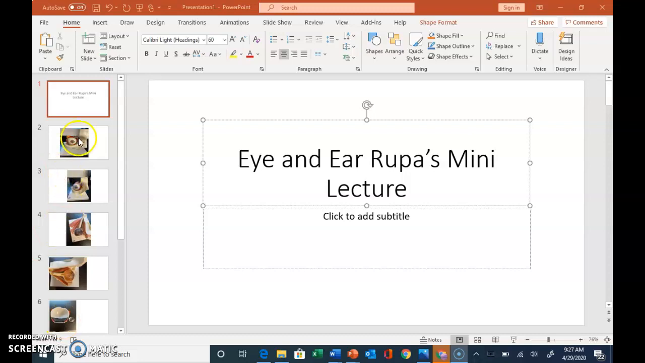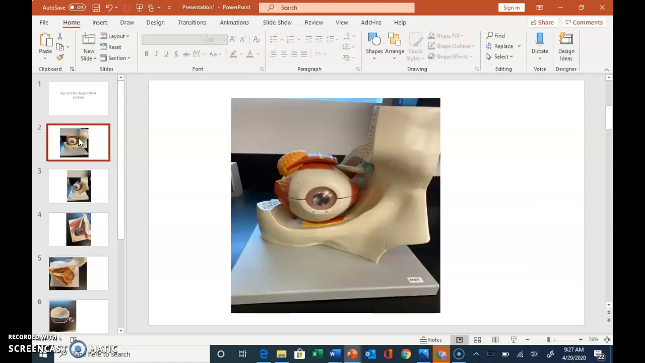All right, class. So today we will be looking at the eye and the ear. And I'll just talk about the different structures that we see on the model. So that will help you ID the structures better or faster, I would say.